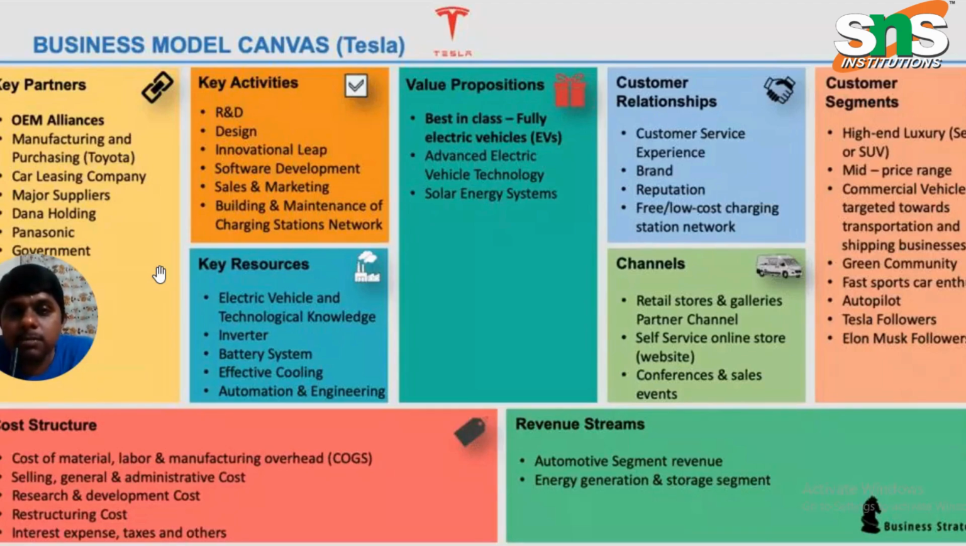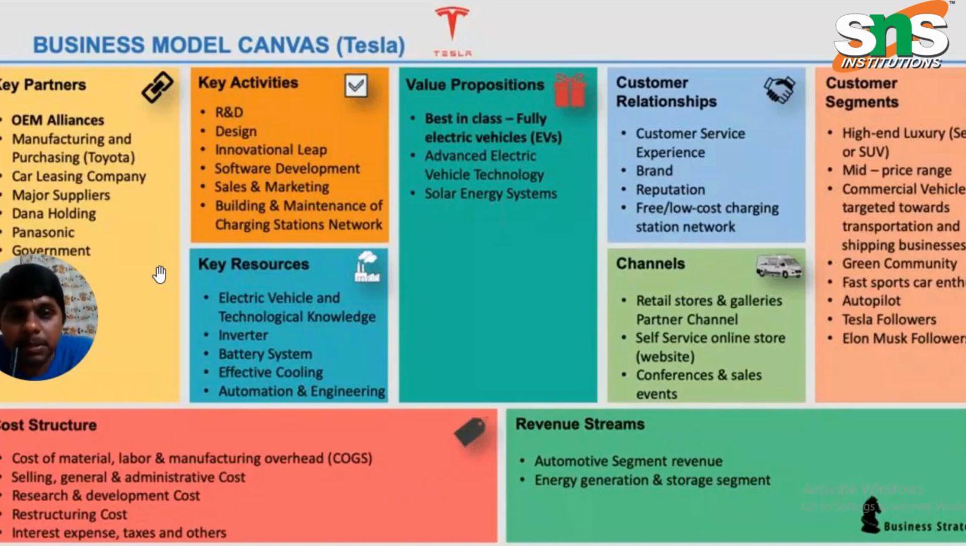If we speak about the value propositions, it is best in class since it is a fully electric vehicle, and the vehicle manufacturing is majorly based on a hybrid system, with advanced electric vehicle technology implemented in Tesla. They are also trying solar energy systems for regenerating the energy, or recalling the energy to the battery. Accordingly they have planned to develop their system.